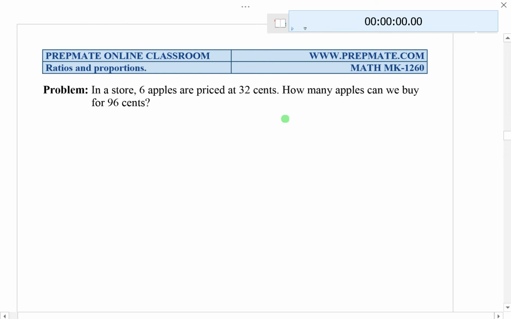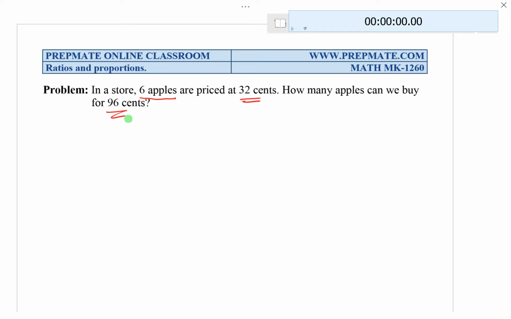So again, I'm going to read the problem. In a store, 6 apples are priced at 32 cents. How many apples can we buy for 96 cents? Like I said, I'm taking problems that you also know how to solve, so you can compare the methods that we use, and so you would be able to quickly understand the method that I'm talking about.